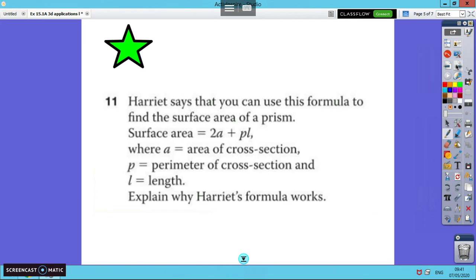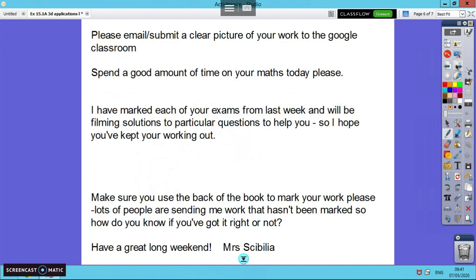So that's your extension question today, and I'm very interested to see some of your responses to it. It's a lot of just thinking about that formula. How does it work? Why are those two things multiplied together? So 2 times the area of the cross-section plus something, to find the surface area of a prism. It's very important that you have a go at that, because this is a really good extension thinking question. Now, here are your instructions for what to do.